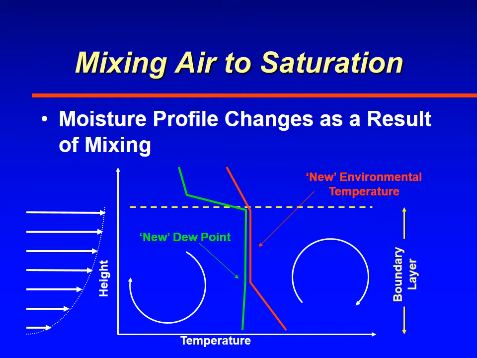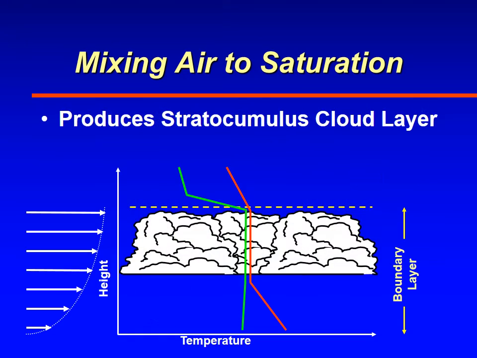And then the dew point also changes. It becomes more uniform. In other words, it mixes out through the depth of the atmosphere, and it gets closer to the temperature lapse rate. So when that happens, you'll notice that clouds start to form through mixing. And the kind of clouds that you get are stratocumulus. Now, this happens all the time here in North Dakota.